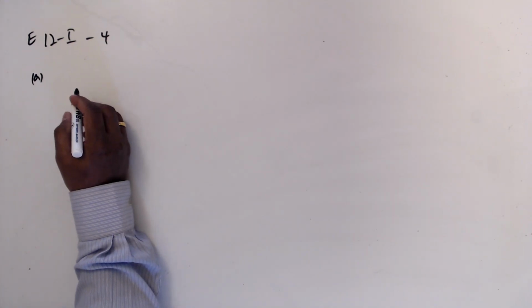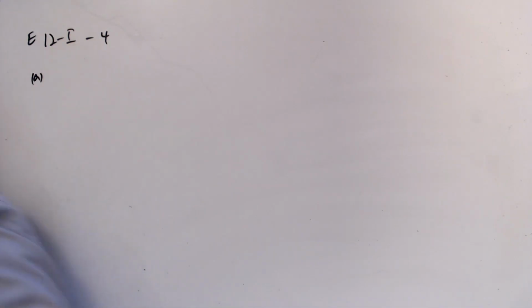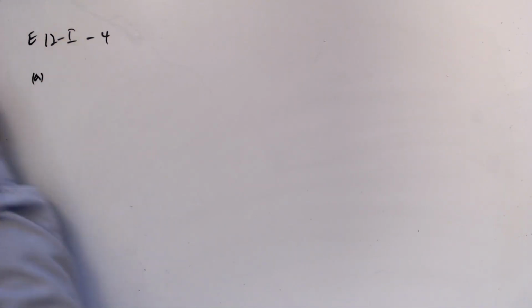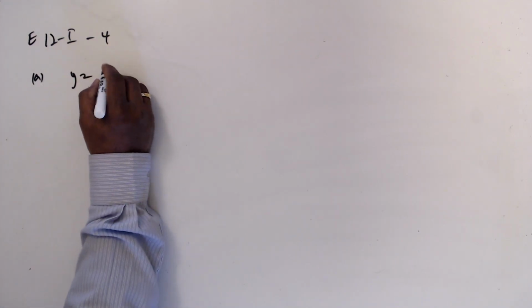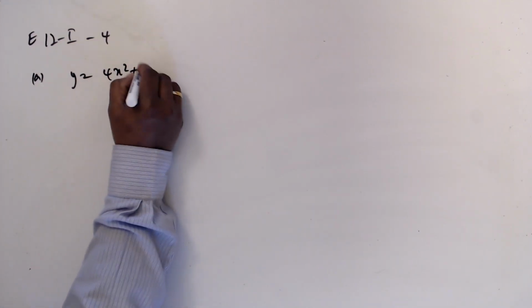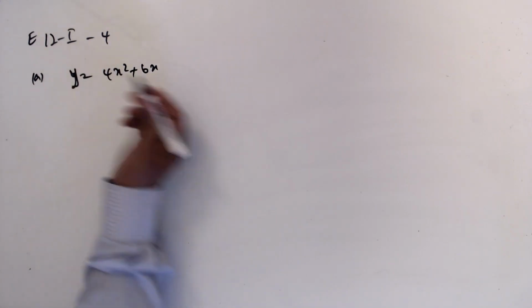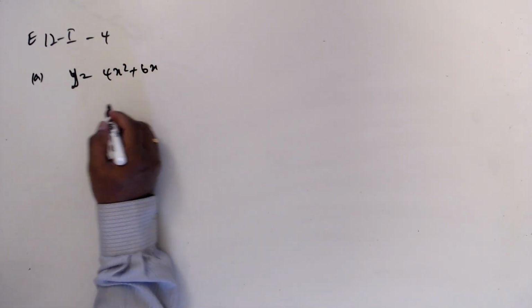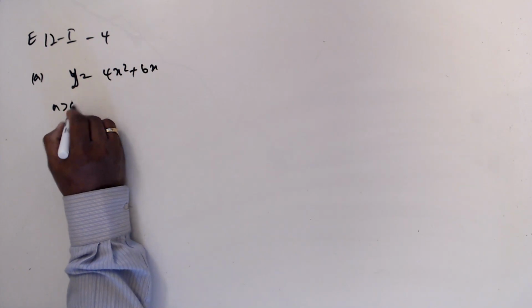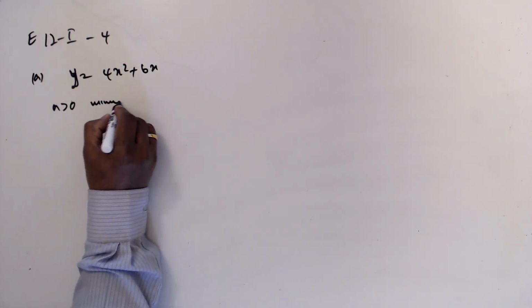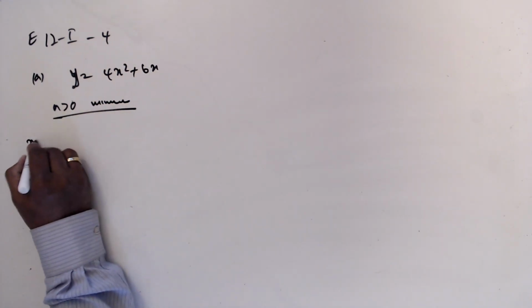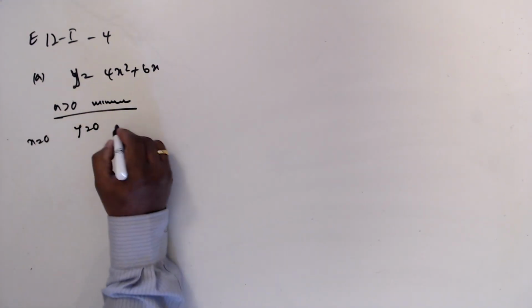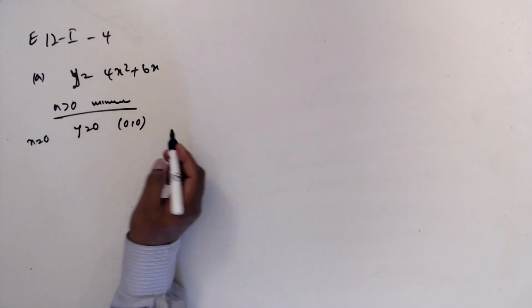Exercise 12I4, question A. y equals 4x squared plus 6x. This is a quadratic equation, a greater than 0, so it has a minimum. When x equals 0, y equals 0, so it goes through (0, 0).